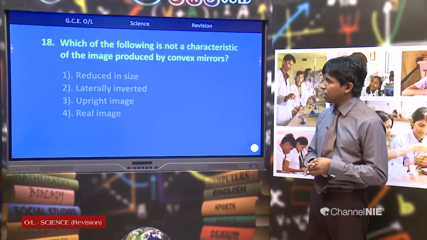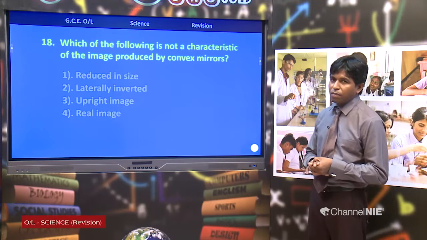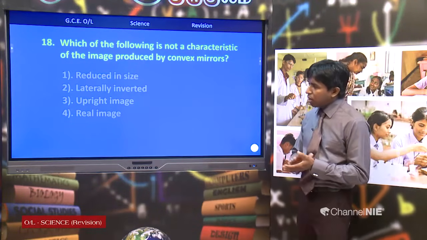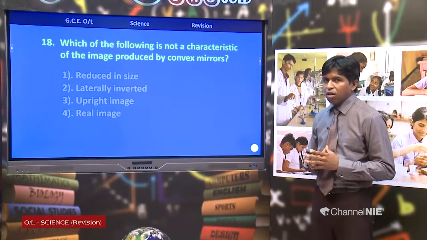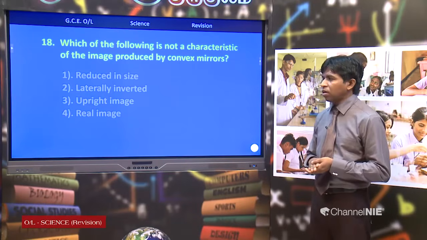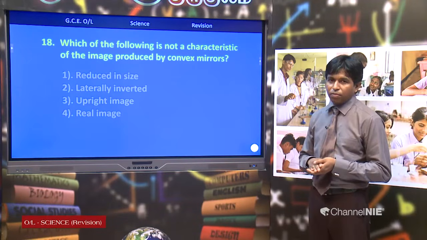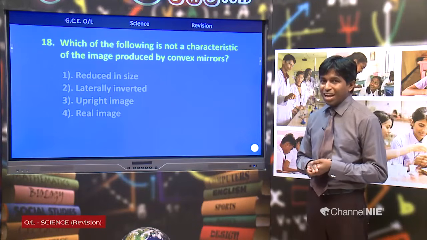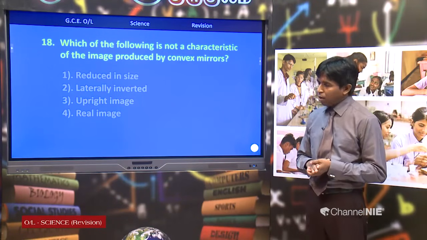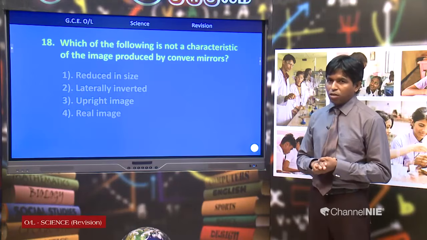In the question they are asking about what is not a characteristic of the image. The fourth one, real image. Remember, convex mirrors and plane mirrors always form virtual images. So, what are virtual images and what are real images? Virtual images cannot be captured on a screen, but real images can be captured on a screen.